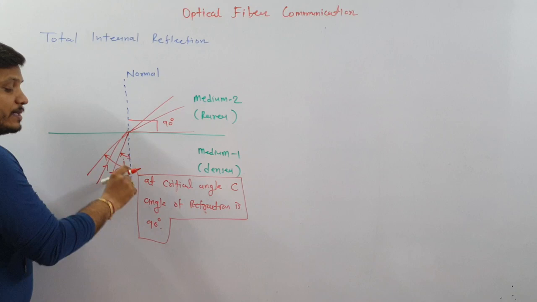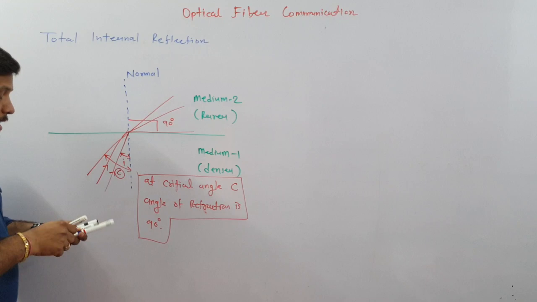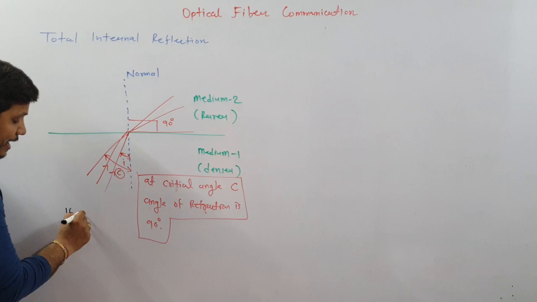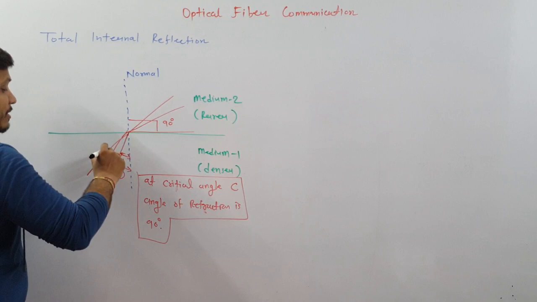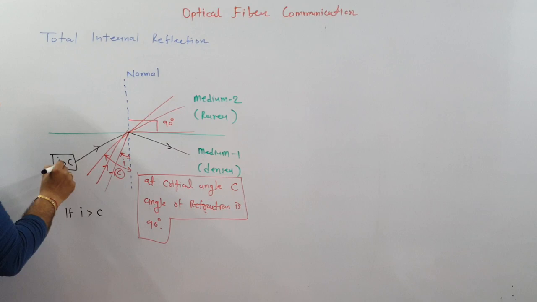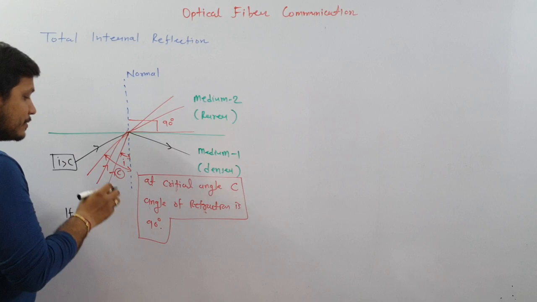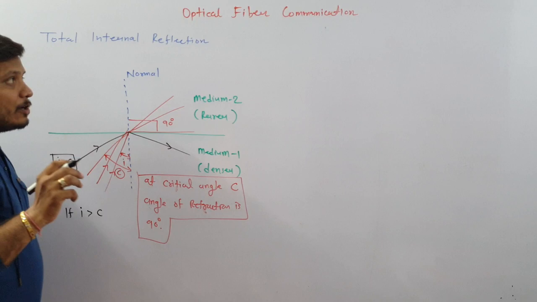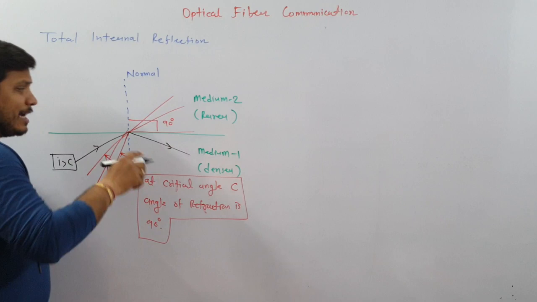Now see why it is called the critical angle. To understand that, suppose the angle of incident is greater than the critical angle. In that case, you'll find that the ray is getting reflected back. So if the angle is greater than the critical angle, the ray will get reflected back into the medium. That's why this angle of incident, at 90 degrees angle of refraction, is called the critical angle. So that should be clear to us. What is critical angle? Critical angle is the angle where the angle of refraction becomes 90 degrees.